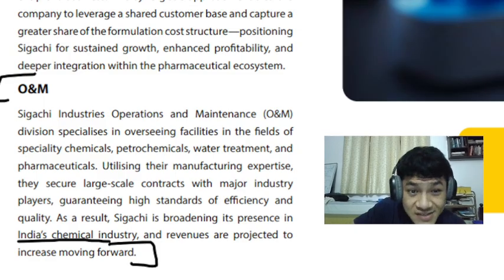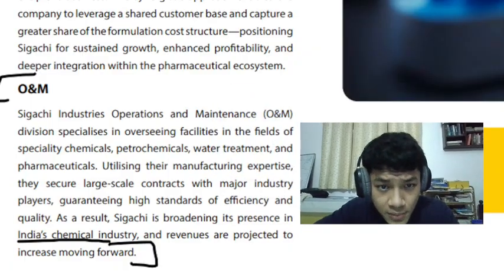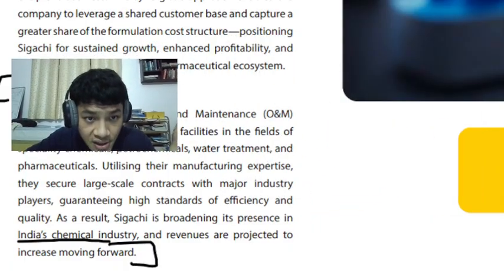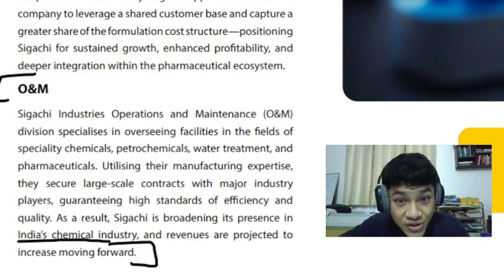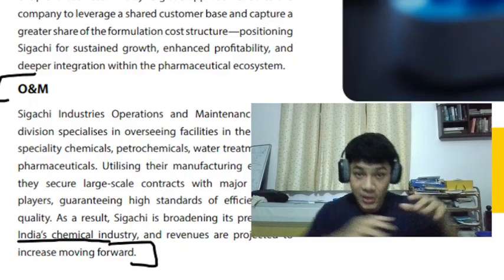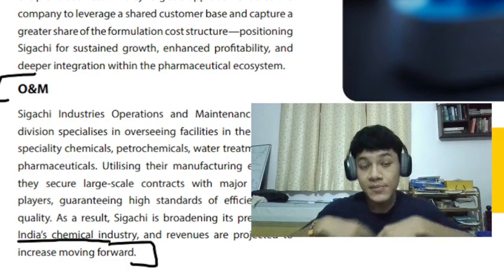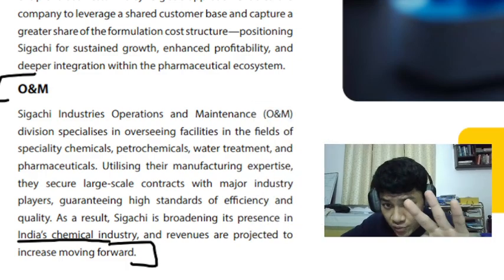So, overseeing facilities. So there's a facility for, let's say, a chemical plant, water treatment, pharmaceutical, specialty chemicals. They can operate that facility. They can look after the facility, and the company whose facility it is will pay Sigachi. That's the third revenue segment.